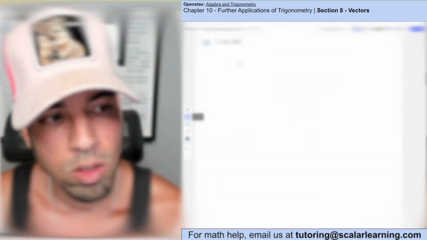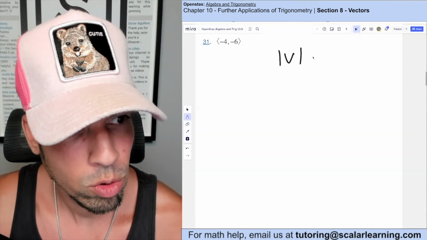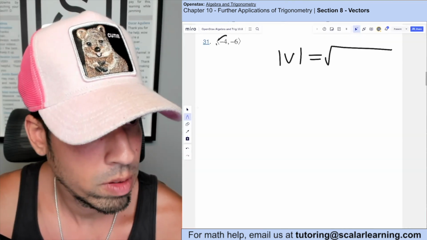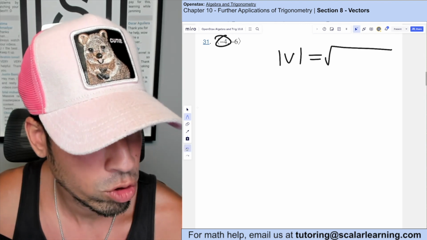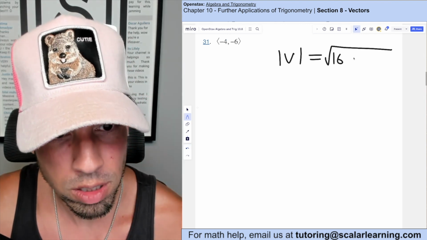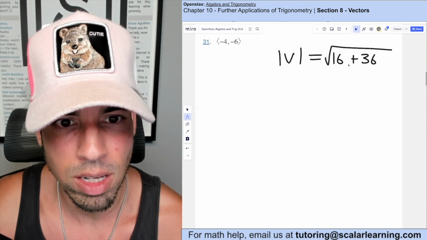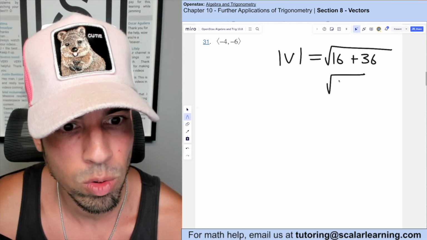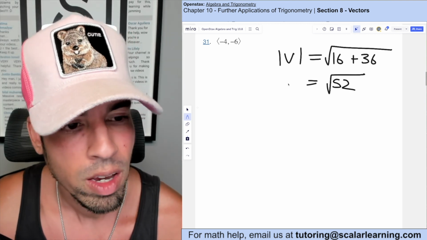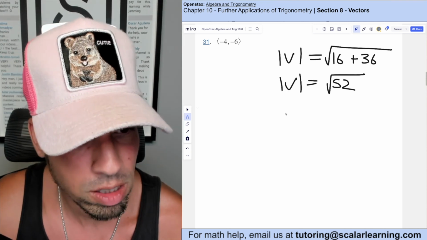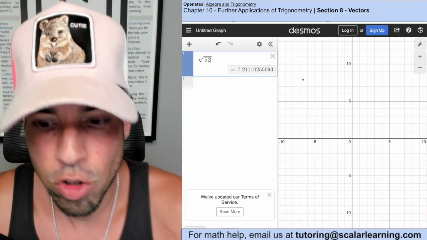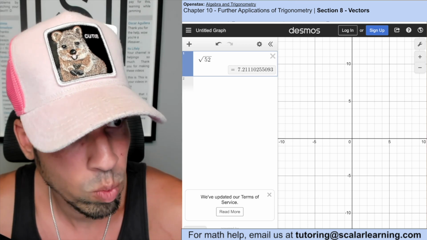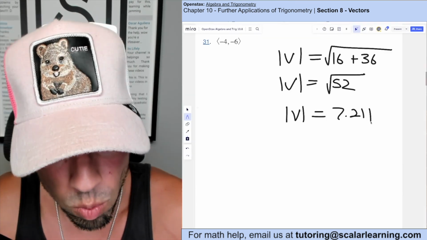Boom, done. So for this one, first we're going to get the magnitude by taking the square root of this value squared plus this value squared. So that's negative 4 squared is 16, negative 6 squared is 36. Add those together and we get radical of 52. And we're going to see what that approximates to in Desmos. Square root of 52 is 7.211. So 7.211 for the magnitude.